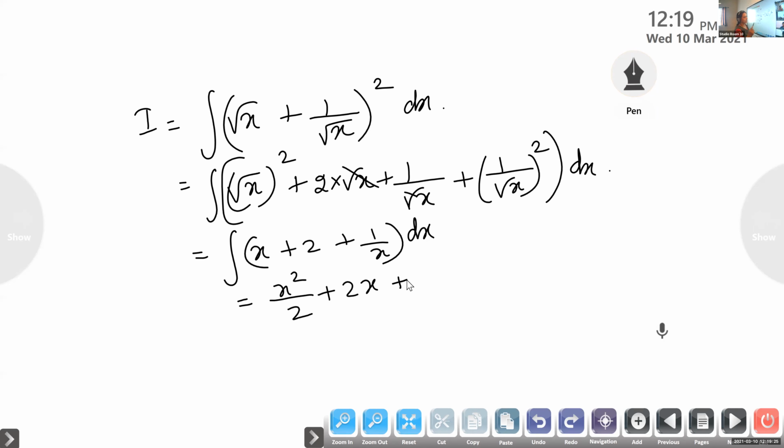What is the integral of 1 by x? Ma'am, log x plus c. Log x. Very good. It is log x plus c.